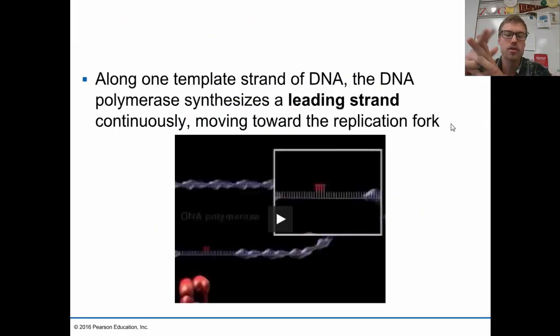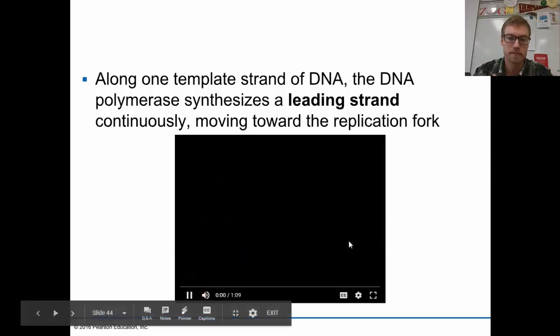Now, there are 2 different kinds of strands that are occurring at both times at the replication fork. Remember, it's a Y-shaped structure, so you're getting 2 new strands. One is called the leading strand, and the other one is called the lagging strand. So let's take a look a little bit more closely at what's going on with the leading strand.